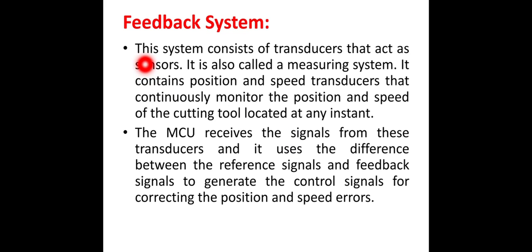We have a feedback system also. This system consists of transducers that act as sensors. It is also called a measuring system. It contains position and speed transducers that continuously monitor the position and speed of the cutting tool at any instant. The machine control unit receives the signals from these transducers, and it uses the difference between the reference signals and feedback signals to generate the control signals for correcting the position and speed errors.